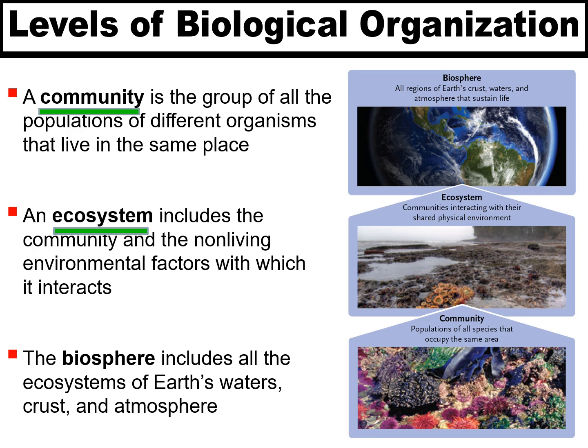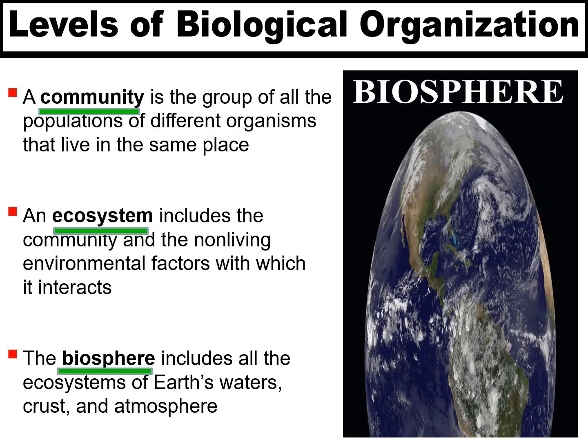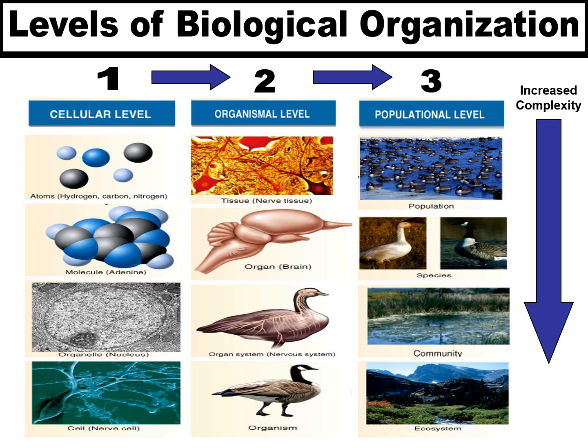An ecosystem is a combination of many different types of living organisms, and the environment in which they live. The biosphere includes every living and non-living thing on planet Earth. This figure illustrates that as the levels of biological organization increase, so too does the complexity of the organism, collection, numbers, and different types of living and non-living organisms.